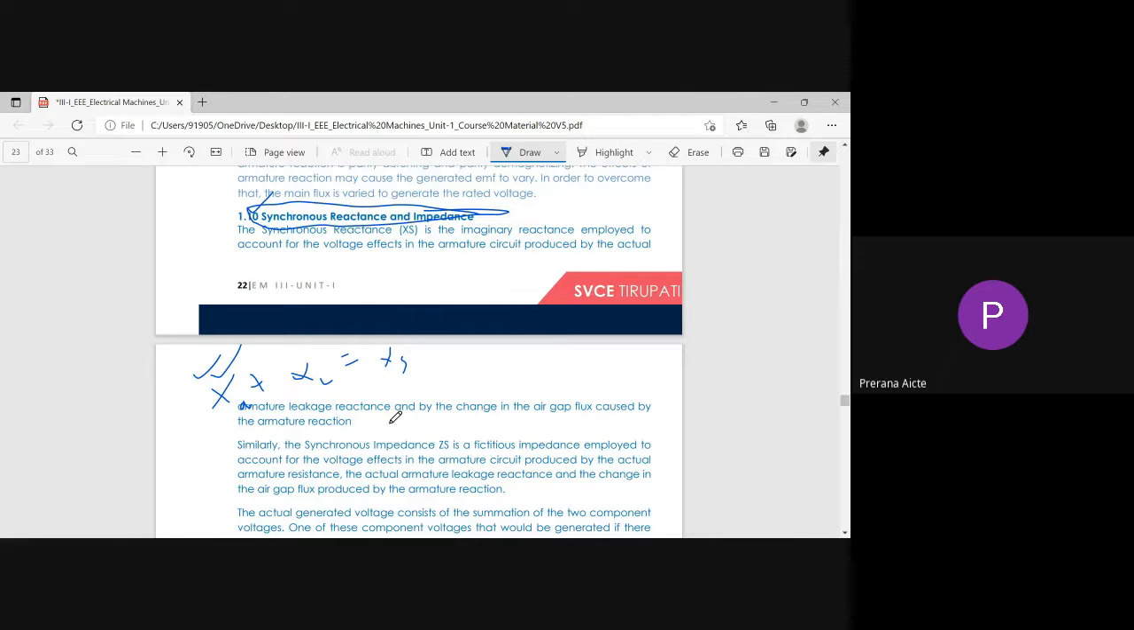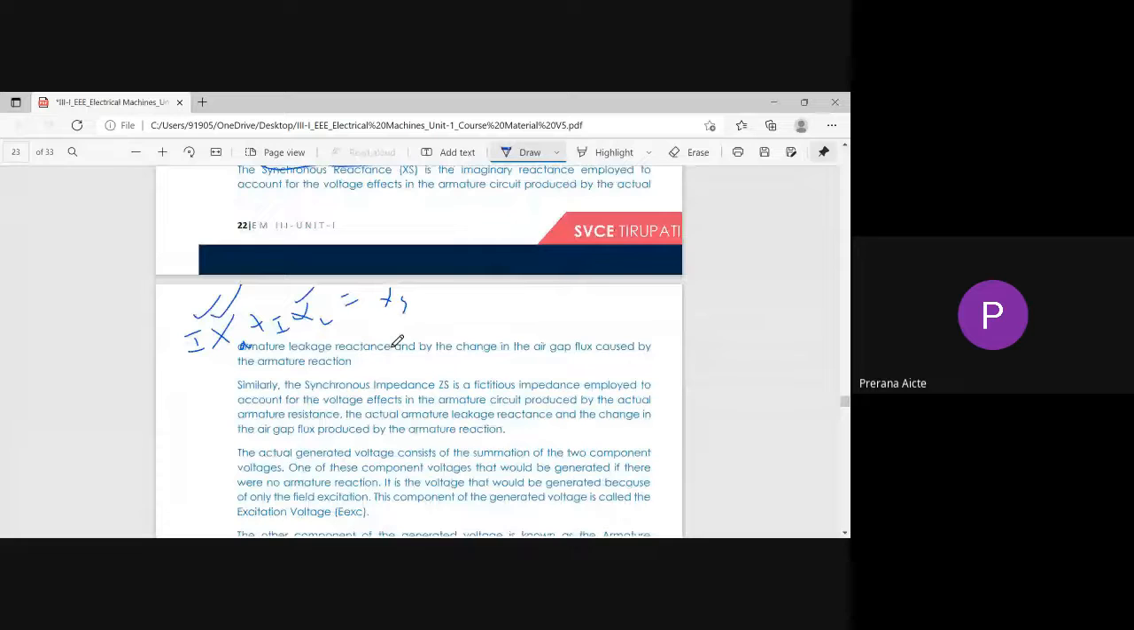When the armature flux is close to the armature winding, some amount of flux is going to be linked with only the armature current. Because of that flux, an EMF will be induced in the armature conductor. This induced EMF opposes the main induced voltage. So because of that, there will be some voltage drops in the alternator. That voltage drop is I into XL drop, and here I into XA drop. So this is regarding synchronous reactance in a synchronous machine.